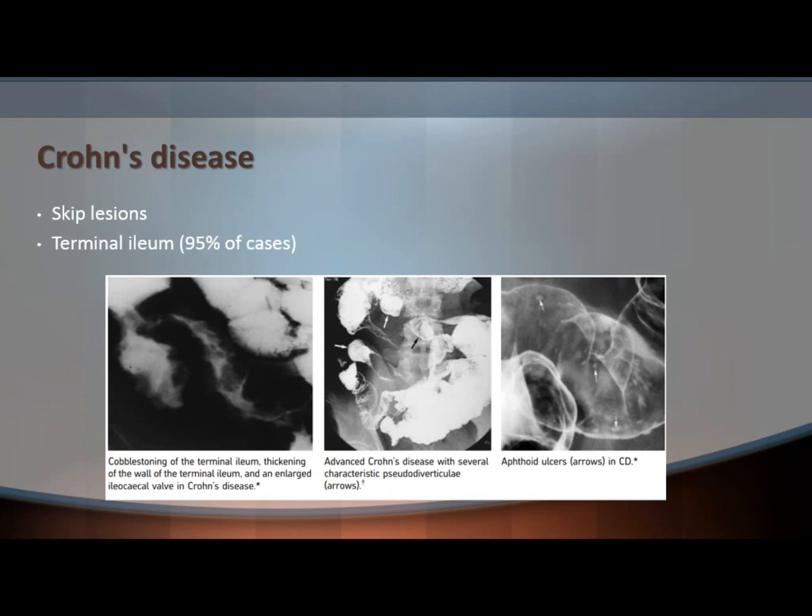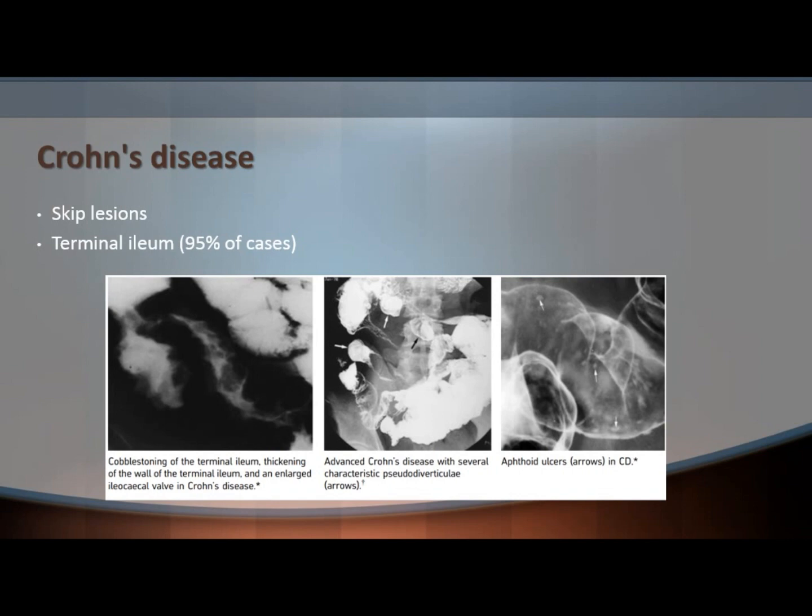Crohn's disease is a chronic granulomatous disease of the intestine or the GIT. Any part from mouth to anus can be involved. It's characterized by skip lesions, where you may have normal bowel intervening between the lesions. In 95% of cases the terminal ileum is involved. So it's logical to ask yourself how Crohn's disease causes obstruction. It can cause it in three ways.